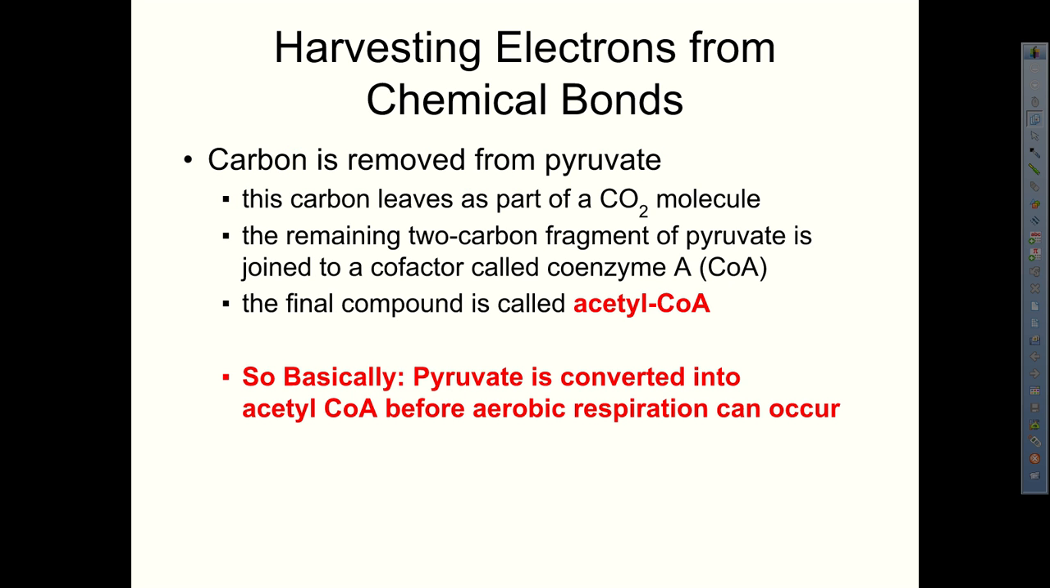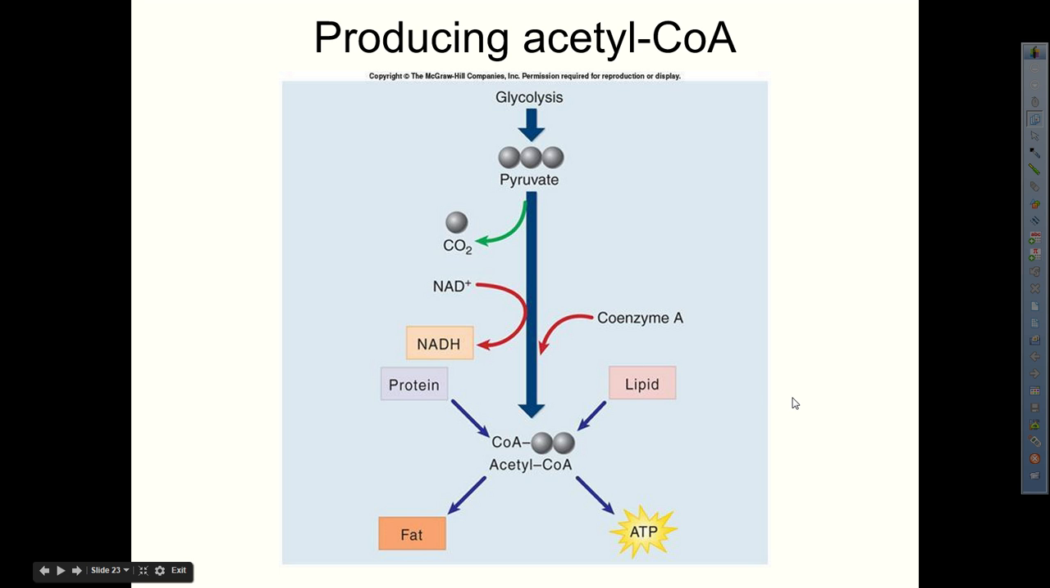So this kind of describes what happens to pyruvate in order to make acetyl-CoA. Essentially, we have a carbon dioxide molecule removed from pyruvate. The leftovers from that reaction join up with a cofactor and form this complex called acetyl-CoA. And this is what that process looks like.